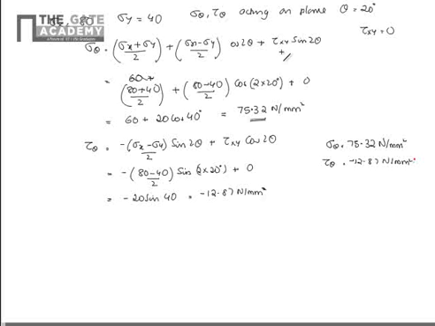Now, if we are asked to find what is a principal plane, how can we find that? The principal plane is given by tan 2 theta p is equal to 2 tau xy by sigma x minus sigma y. This is equal to 0. So I have 2 theta p is equal to 0, 180 degree. So my theta p will be 0, 90 degree.